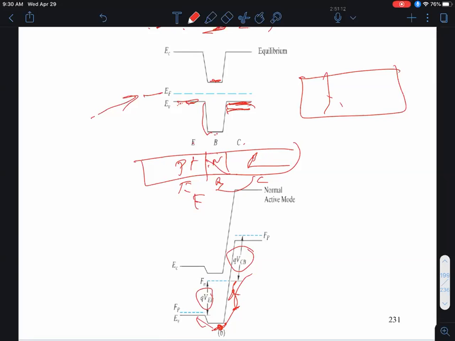So on your own, you should try to draw the band diagram for an NPN. See, it just gets flipped.